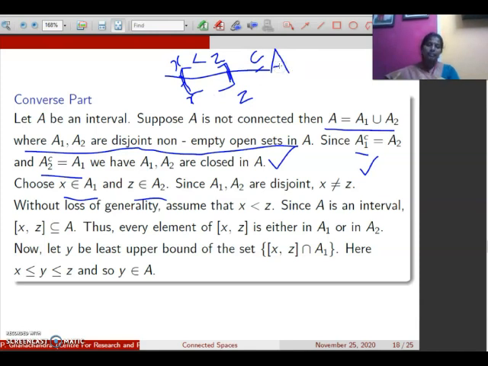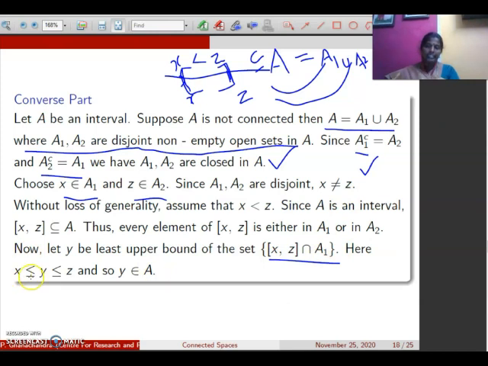Okay, thus every element of [x, z] is either in A1 or in A2, because A equals A1 union A2. Therefore, every element of [x, z] is either in A1 or in A2. Here also we can take any one, A1 or A2. Let y be the least upper bound, that is, I have taken the supremum, the least upper bound of [x, z] intersection A1.